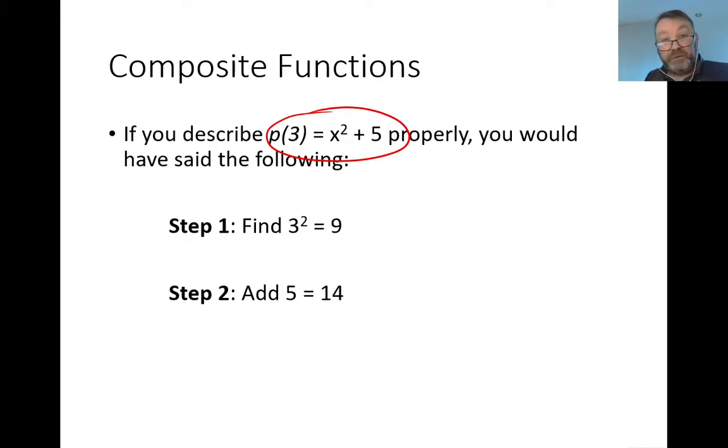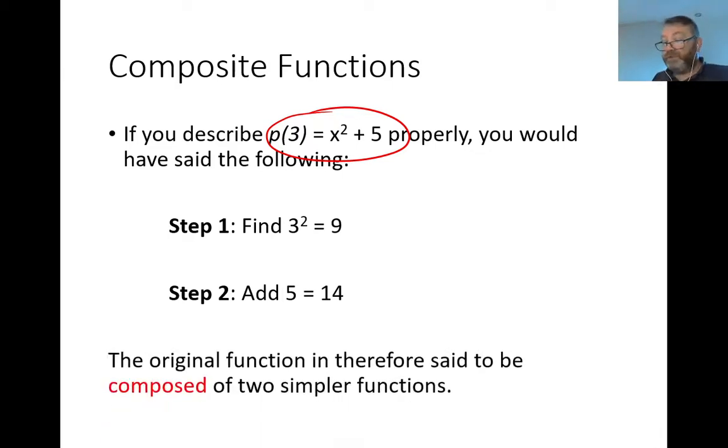And in fact, the functions are the actions that you mathematically do. So you square the 3, that's the first step. Then you add on 5, that's the second step. So therefore, what was the function p of x equals x squared plus 5 is in fact made up of 2 smaller steps, squaring a number, in this case 3, and then adding on 5. Okay, so that's what we say. The original function is therefore said to be composed of 2 simpler functions, or 2 smaller, what I like to call, steps, because the simpler functions are actually the steps involved in getting the answer.